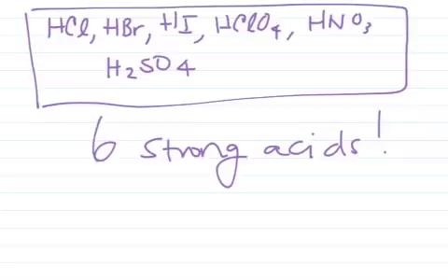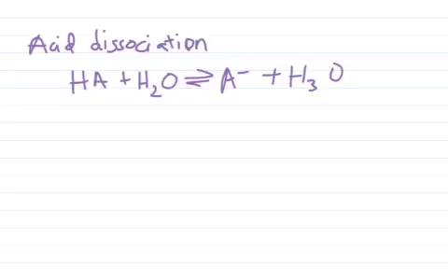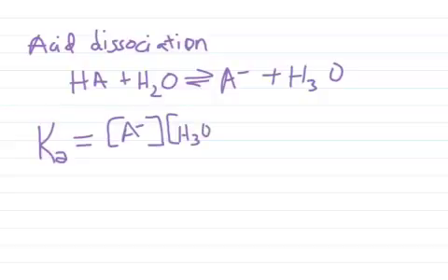Now let's talk about acid dissociation. Acid dissociation, so we would write it as HA plus water forms A negative plus hydronium, and acid dissociation is represented by the equilibrium constant of acid. That Ka represents the acid dissociation constant, and we get A negative, hydronium, all over the acid.